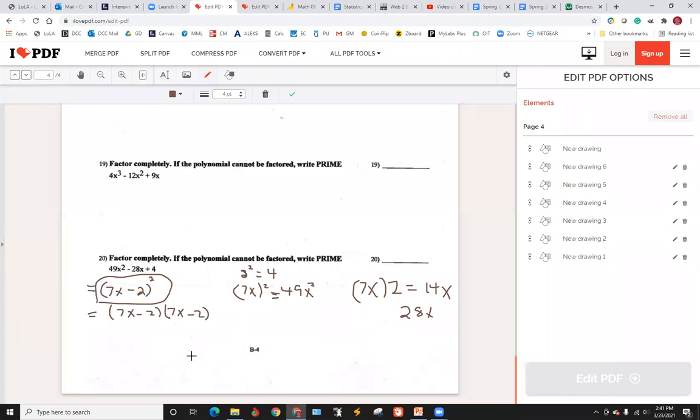But that's a perfect square trinomial because the ends are, that's 7x squared, because 7 times 7 is 49, x times x is x squared, 2 squared is 4, and then 2 times 7 is 14, times that 2 gives us the 28, and it's negative in the middle because that term's negative. All right, any questions about that one?